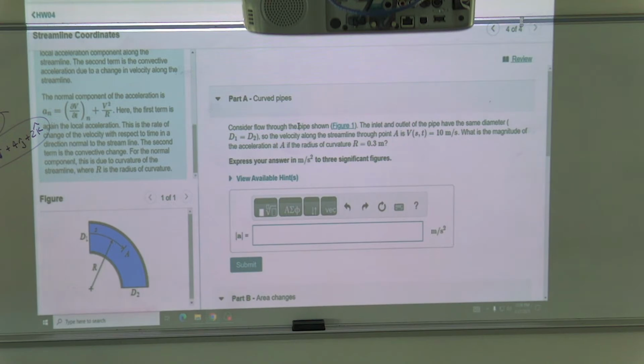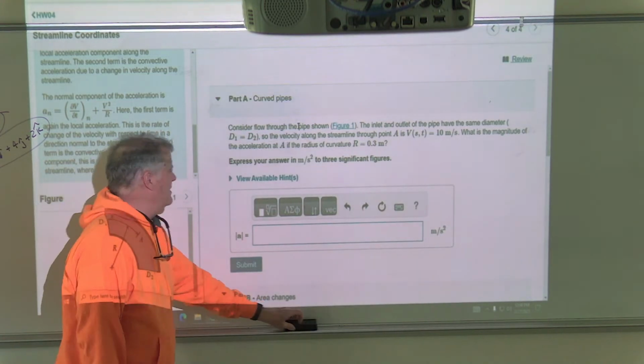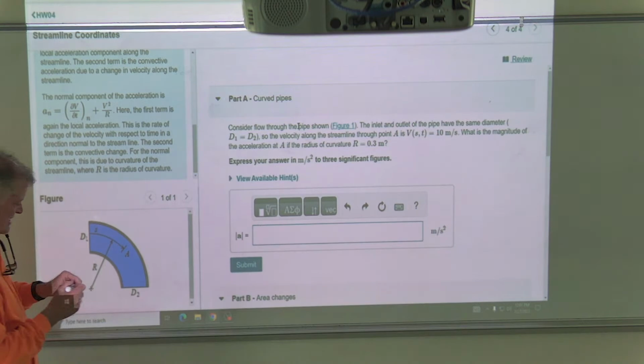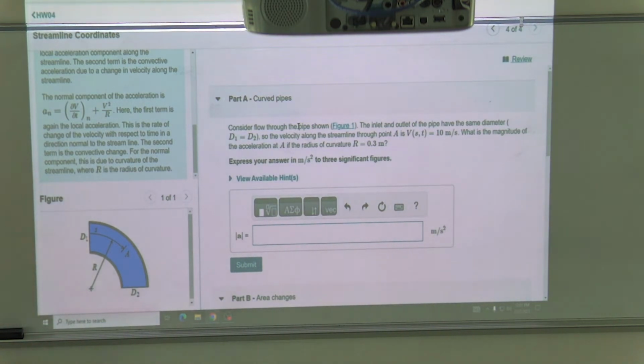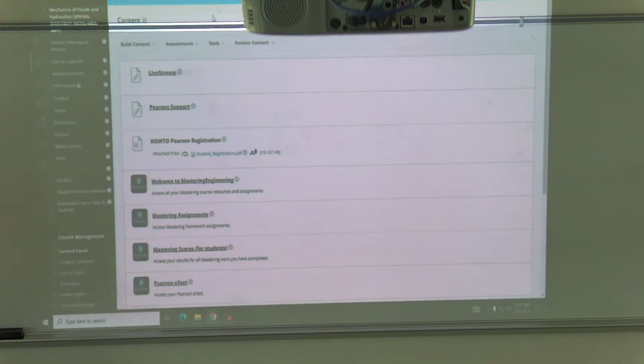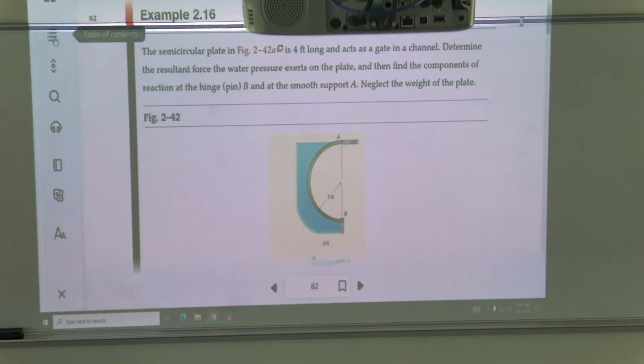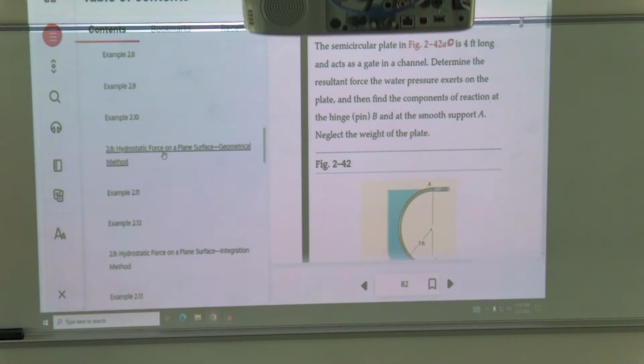Okay. So this one is really the only one that I had assigned from this chapter. And if you don't mind, let me go to the chapter first and then come back. I probably should have put the book up there first. Let me go back to content. Depending on the fluids book, this chapter can end up in a couple of different places. Let me get to chapter 3.